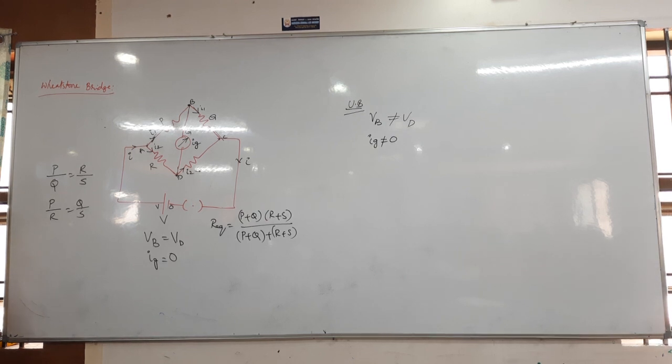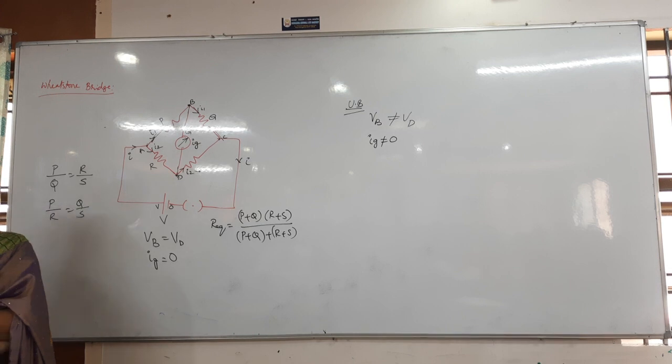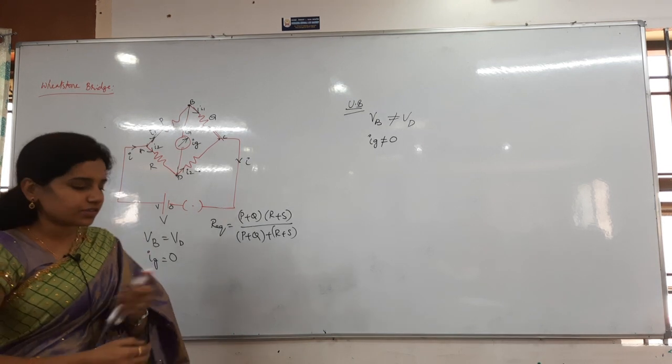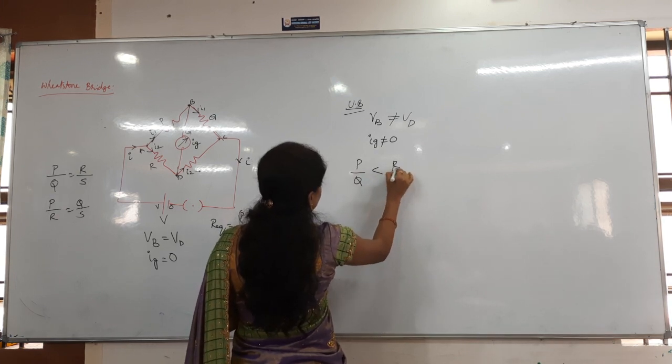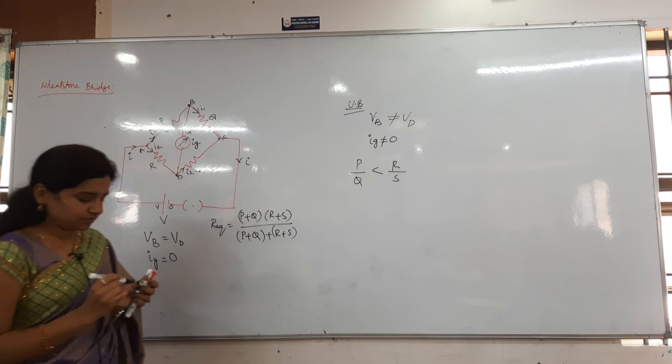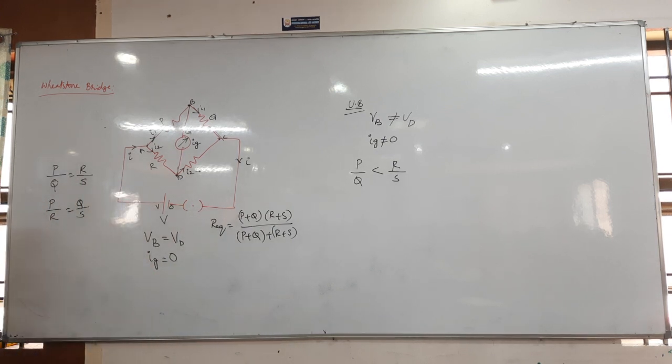What is the condition whenever the current is flowing from B to D? Let us consider. Otherwise I will give you the condition, you just tell me from where to where it will flow. Clear? So now I will say that P by Q is less than R by S. B to D or D to B? Bottom to top or top to bottom? Bottom to top. How are you saying that?